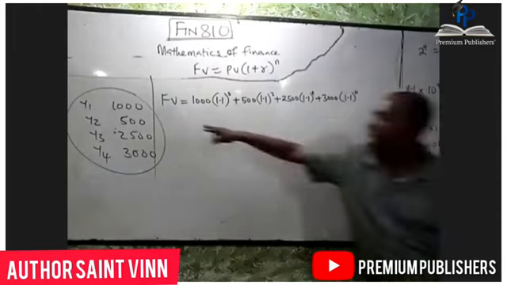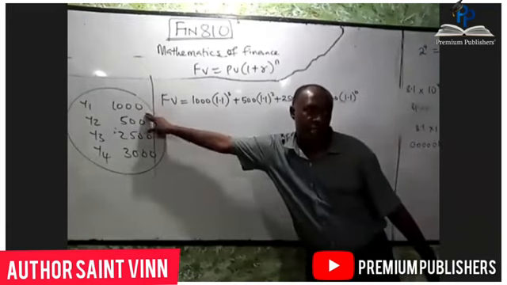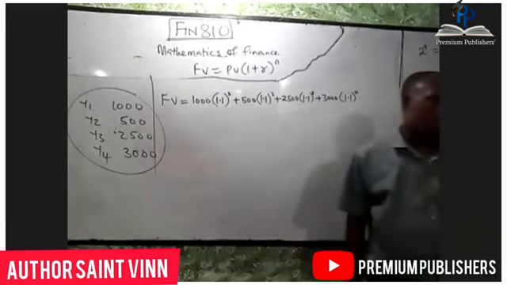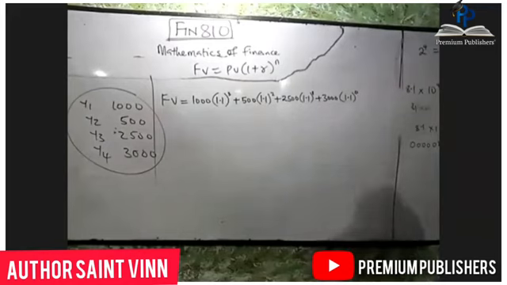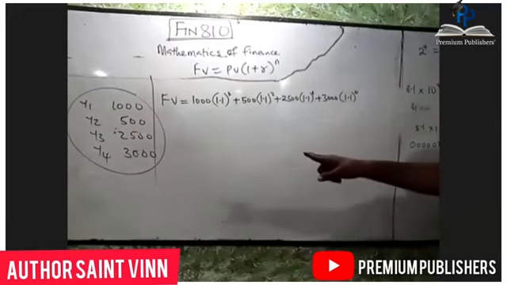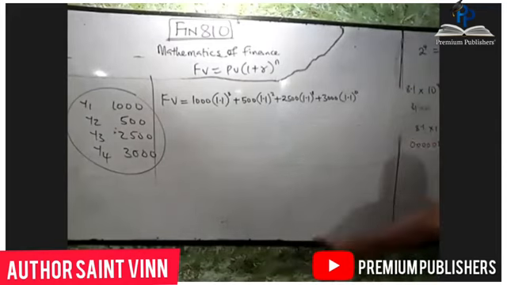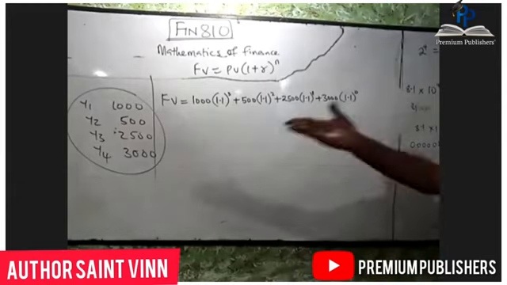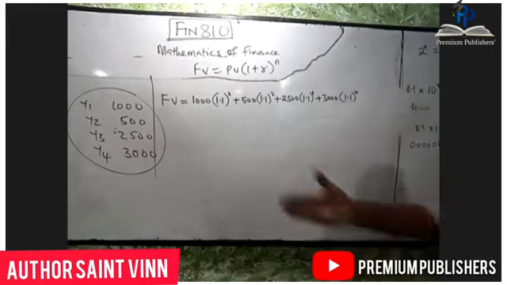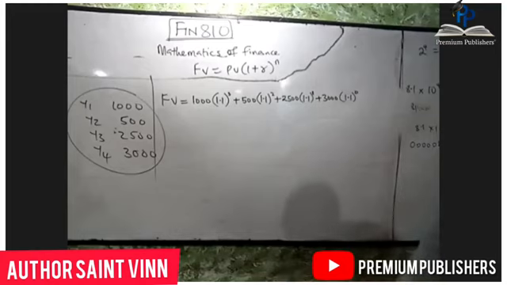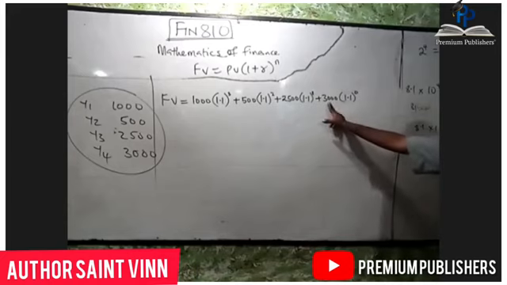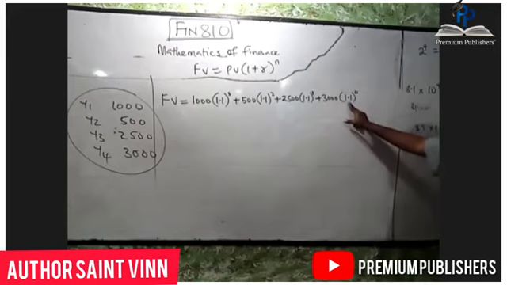Because year 1, we still have many years? 3 years. Year 2, still have many years? 2 years. Year 1, how many years remaining for you to get to 4 years? Like that, year 2, year 3, and year 4, that same year is just nothing. It's just going to be 3,000 remaining there, because a number raised to power 0 is 1.